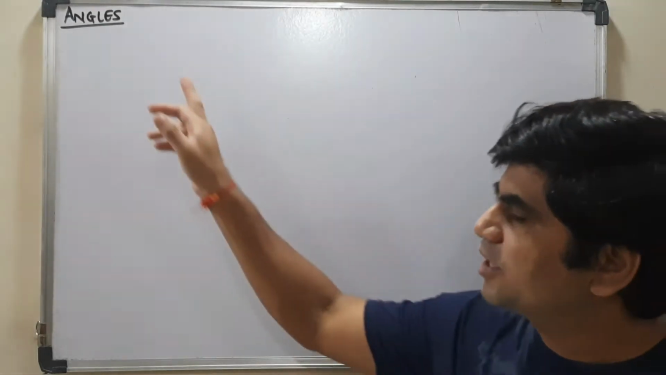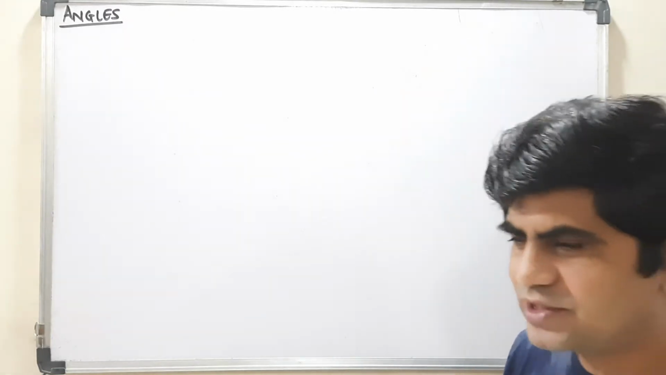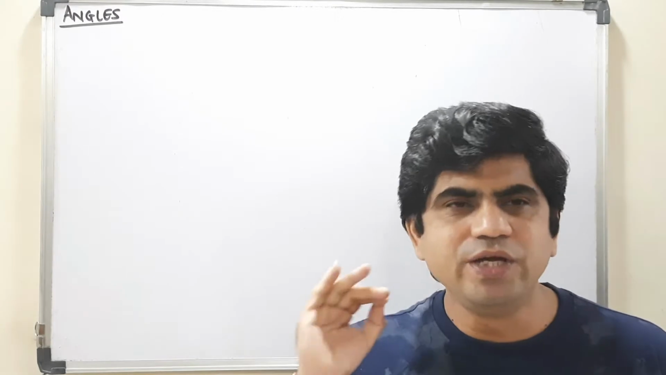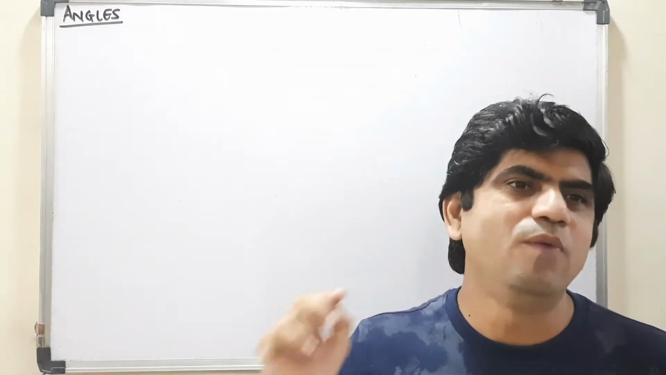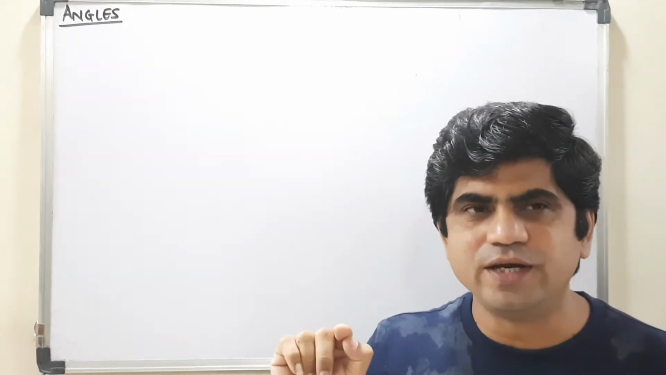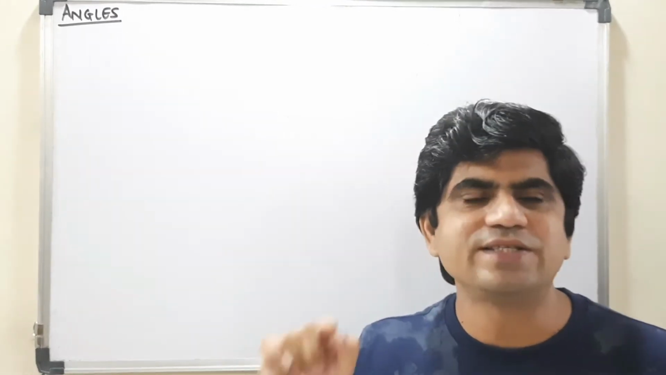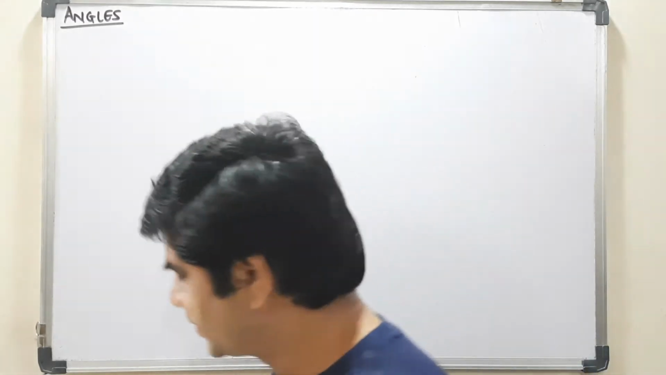If you remember, an angle was defined in lower standards like this: the angle is the union of two non-collinear rays with a common origin. That is, the union of two non-collinear rays having a common origin is called an angle. So from that perspective, let us think.